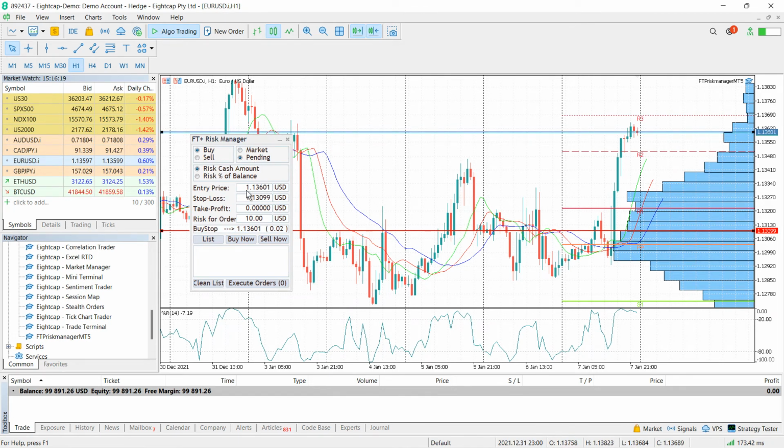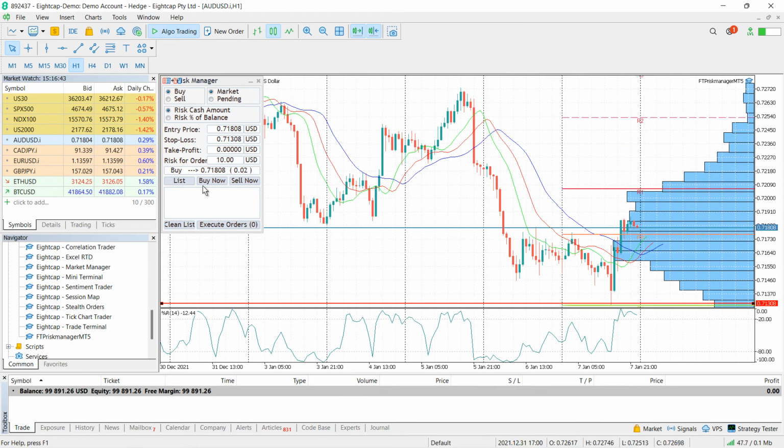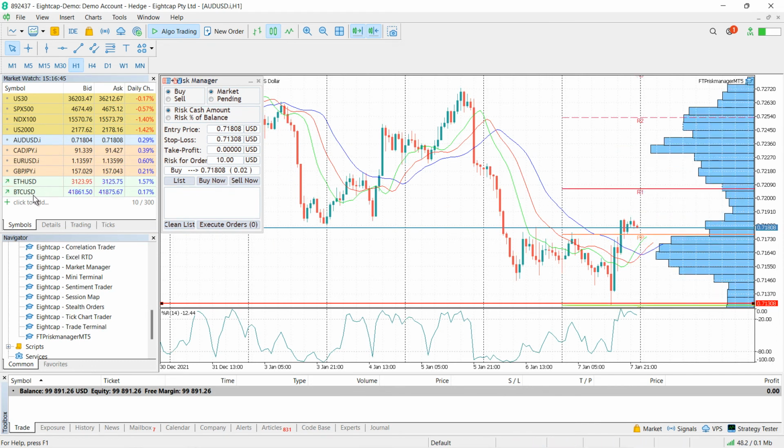We can go pending, and we can say put in an entirely different amount here, but keep this dollar amount. It's the same for my risk, which happens to be at the moment 200, and it will work out the trade size. I can switch to any other market that I want. So Aussie dollar, it works it out immediately.